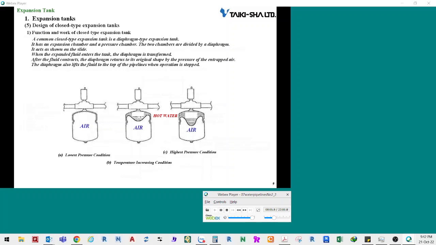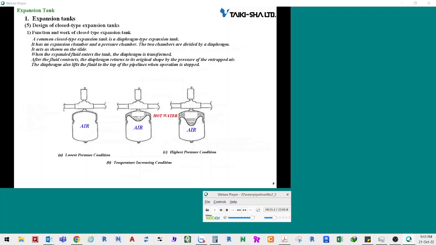Design of closed-type expansion tanks. 1. Function and work of closed-type expansion tank. A common closed-type expansion tank is a diaphragm-type expansion tank. It has an expansion chamber and a pressure chamber. The two chambers are divided by a diaphragm. It acts as shown on the slide.